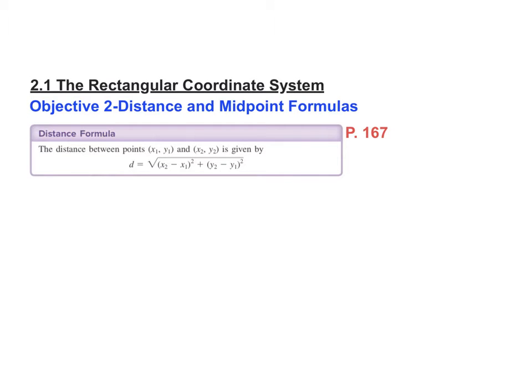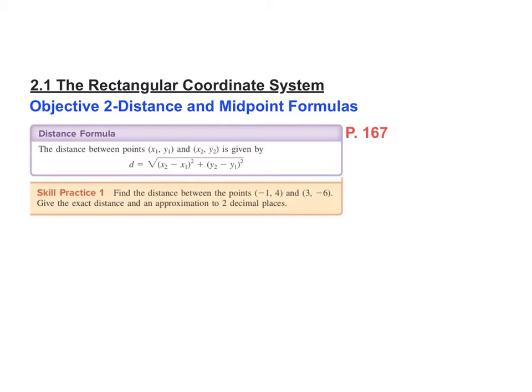So even if you subtracted in the other order and you got, say, a negative number, you're going to square it anyway. It's still going to be positive. So difference in the x's squared plus the difference in the y squared, and the square root of all of that will give you the distance. Okay.